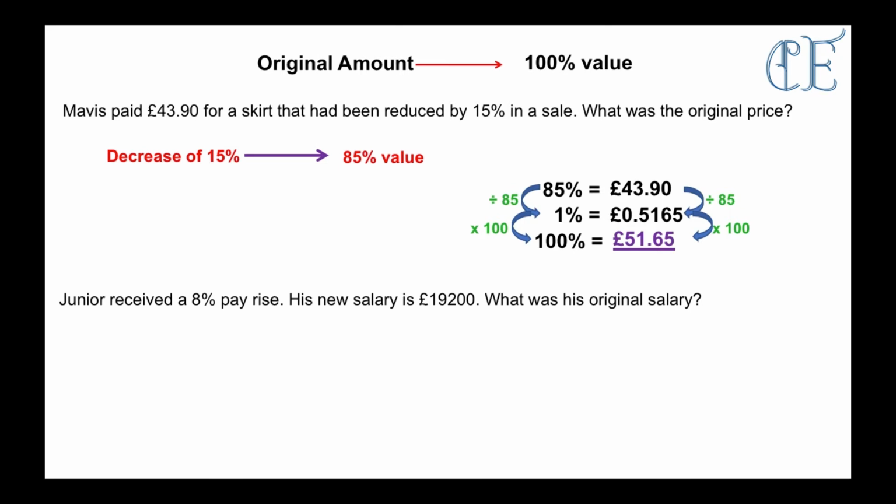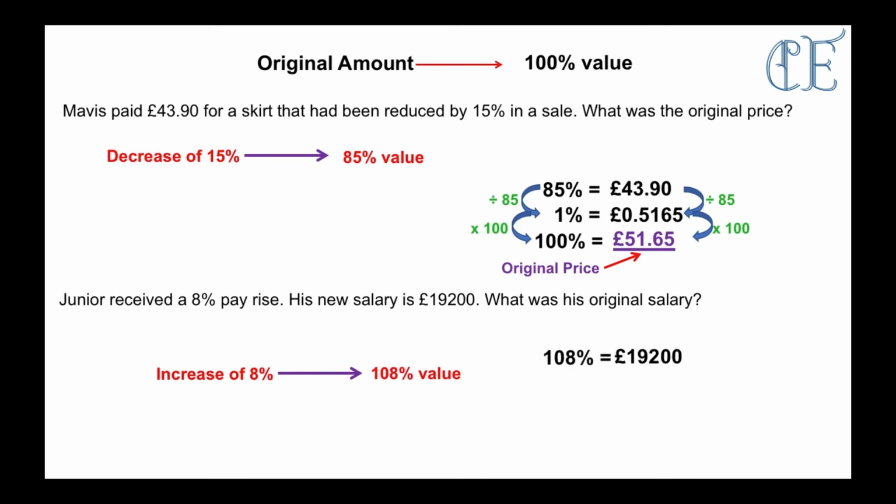Okay, if you paused the video and had a go, don't worry, you can use a calculator for these. Junior received an 8% pay rise. His new salary is £19,200. What was his original salary? Well, we can say that 100 add 8, because it's an increase, means that 108% of the value is £19,200.